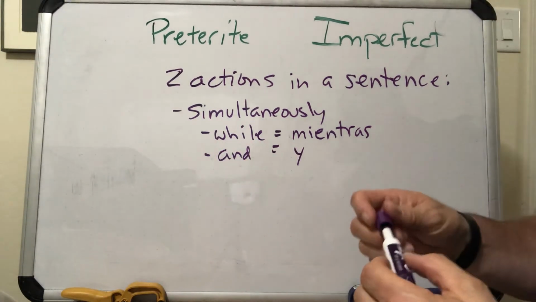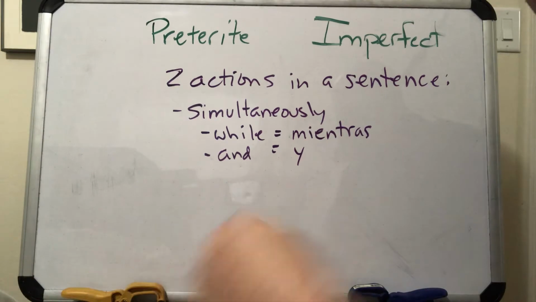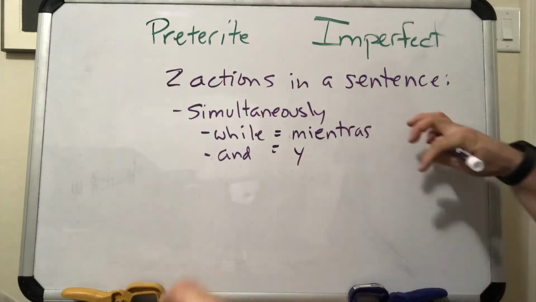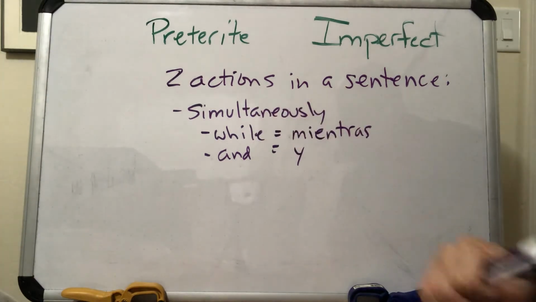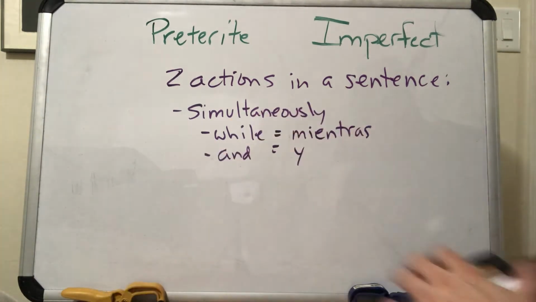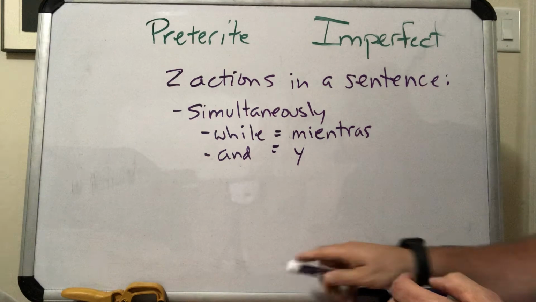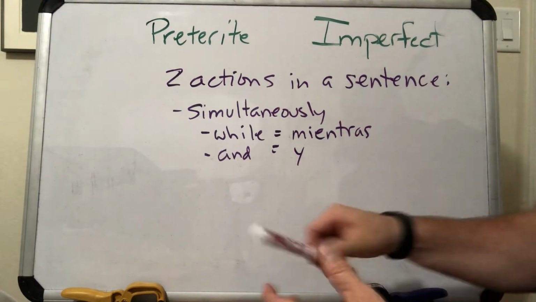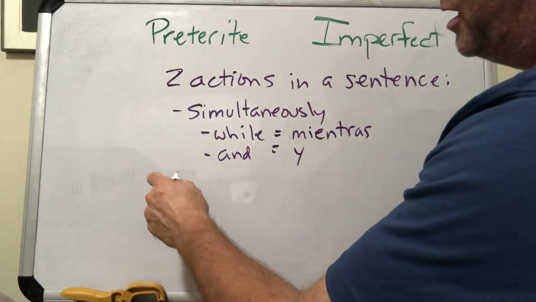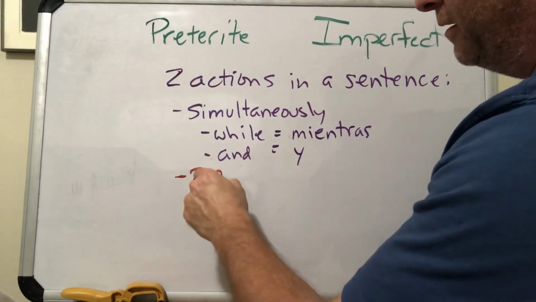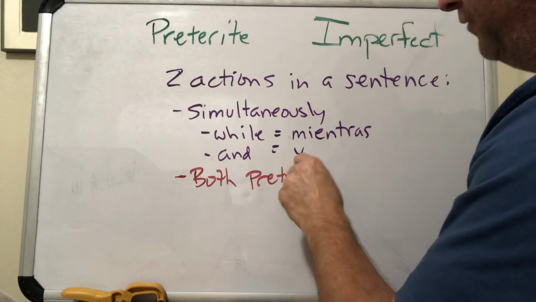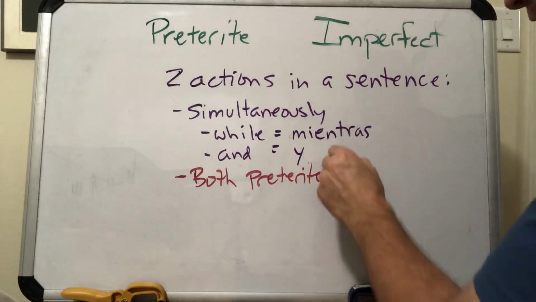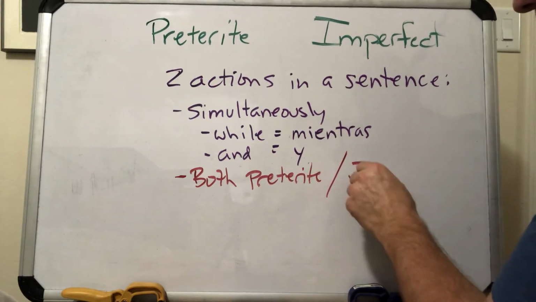For example, it'll say something like, I went to the mountains and my family went to the beach. Two separate activities that happen at the same time. They don't even have to necessarily happen simultaneously. They're just separate. We're saying them in the same sentence, but they're separate actions. If that's the case, they're going to be both preterite, if it's a completed action, or both imperfect.